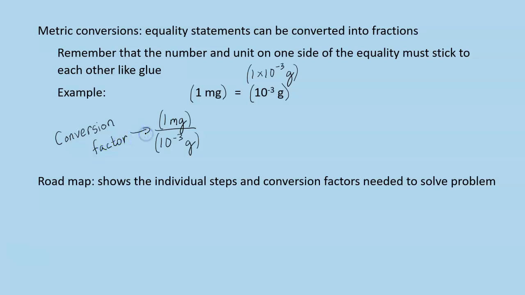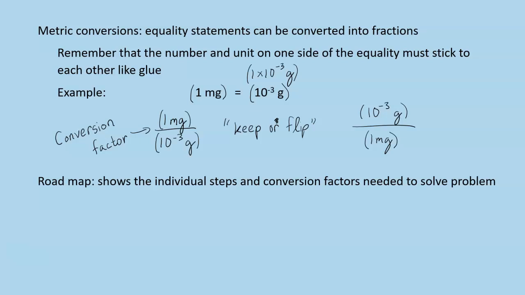Another statement that you'll hear me say in the videos constantly is, do we want to keep or flip? Do I want to keep that conversion factor as written, or do I want to flip it so that the 10 to the negative third grams are on top and the 1 milligram is on the bottom? The way I'm going to decide that is based on what my given units are and what my target units are. We're going to use what are called roadmaps, and these will show the individual steps and conversion factors that we need to solve a problem.